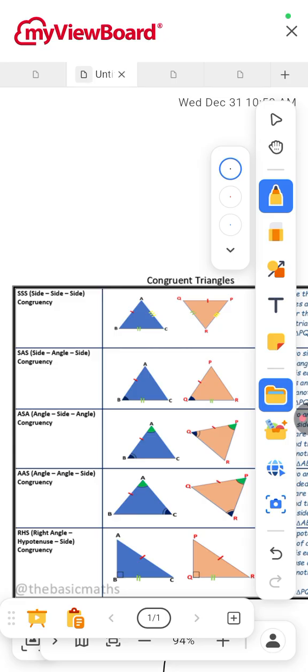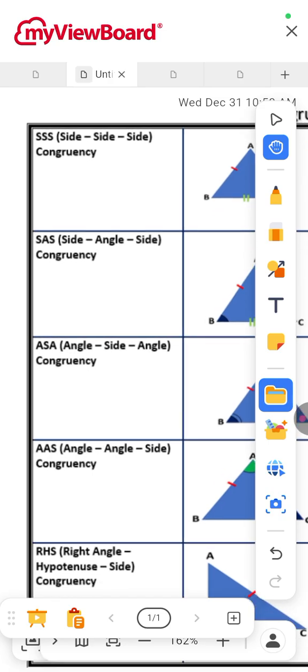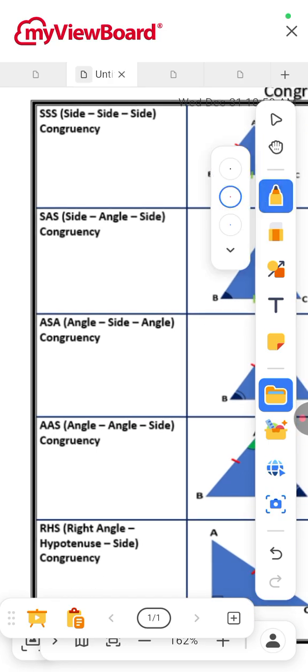Although we don't have to check all the six, I mean the three sides and the three angles. We don't have to check that. We just need to check for one of these five conditions. Okay, let me zoom this a bit. So one of these five conditions which you can see, we can see the first condition, SSS. That's a short form of side, side, side. I'll explain what that means.